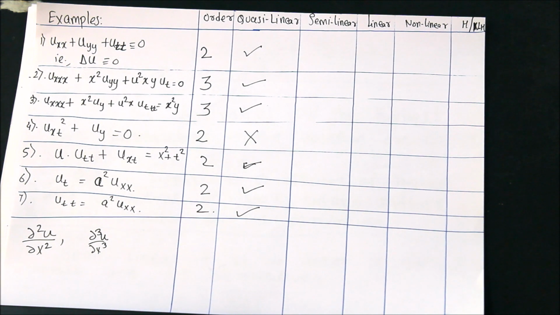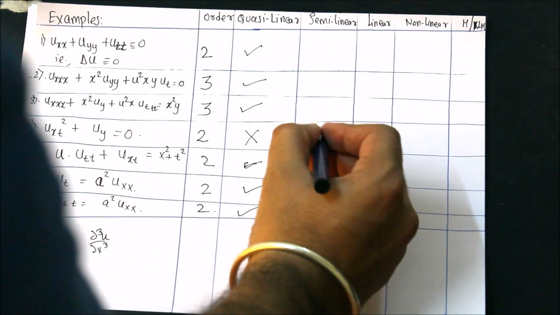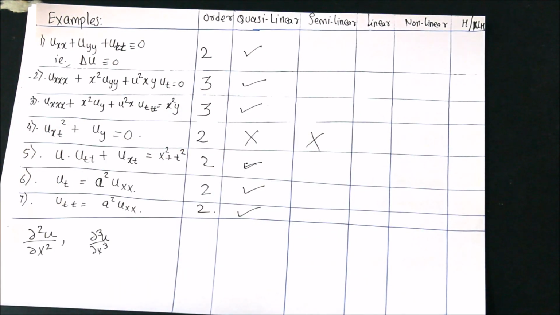So first of all, it has to be quasi-linear. If it is not quasi-linear, it can't be semi-linear. For example, this one can't be semi-linear, because if it is not quasi-linear, it can't be semi-linear. Okay, good. So now let's play with the remaining 6 examples.